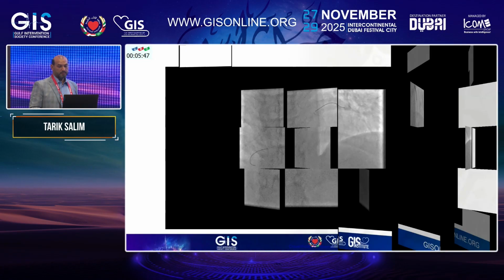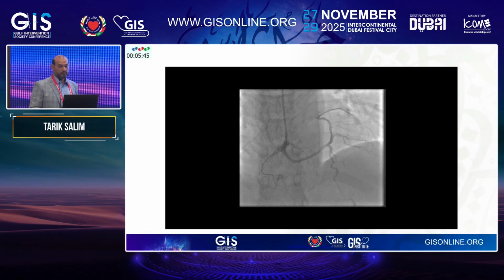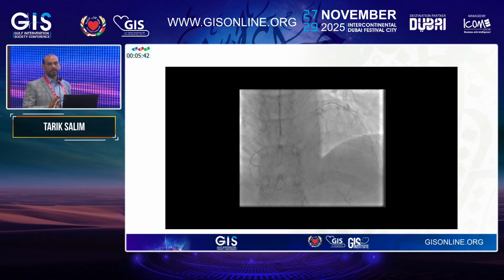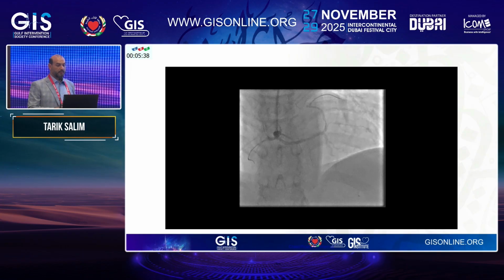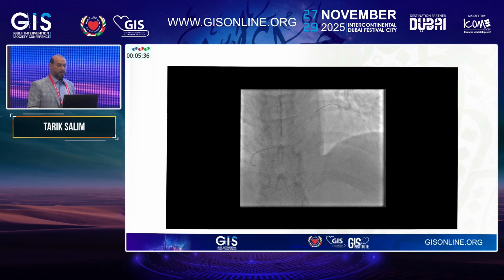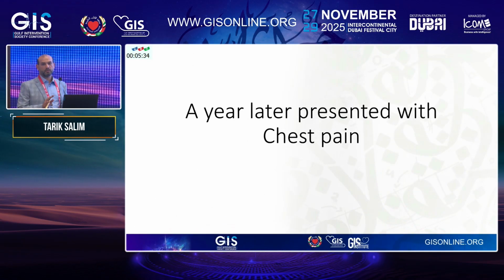And this was the final result. I think at this stage it was acceptable. We waited 10-15 minutes and there was no recoil, and I ended the procedure at this stage. So this lady, I followed her up for more than a year, and she was doing quite perfectly until she came back with further chest pain. So what do I need to do at this stage?